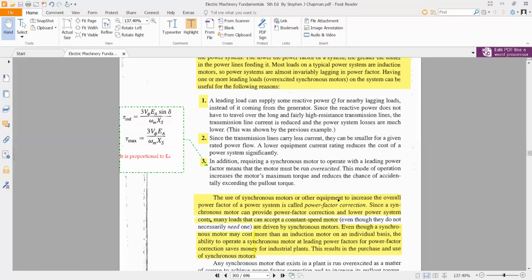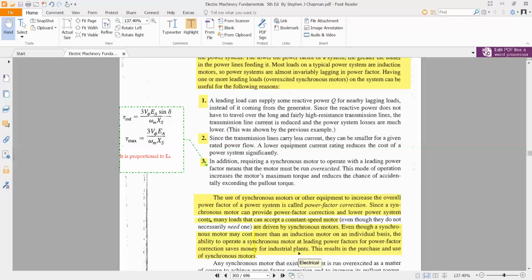The use of synchronous motors or other equipment to increase the overall power factor of a power system is called power factor correction. Since a synchronous motor can provide power factor correction and lower power system costs, many loads that can accept a constant speed motor are driven by synchronous motors. Although these motors are costly as compared to induction motors, their ability to operate at leading power factors for power factor correction saves money for industrial plants.